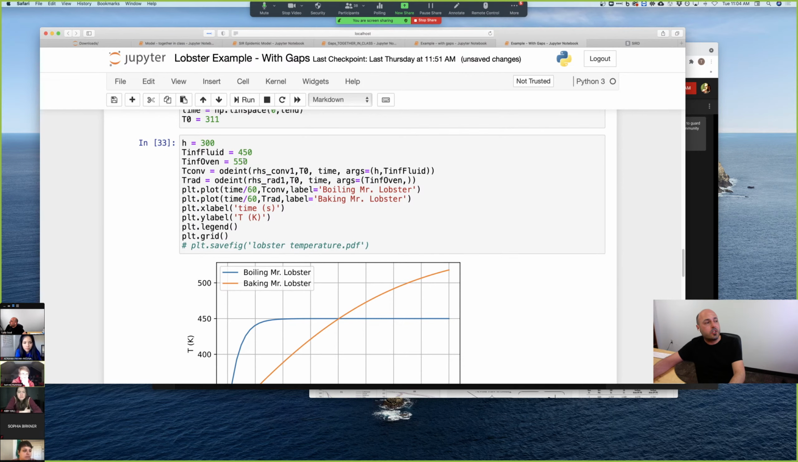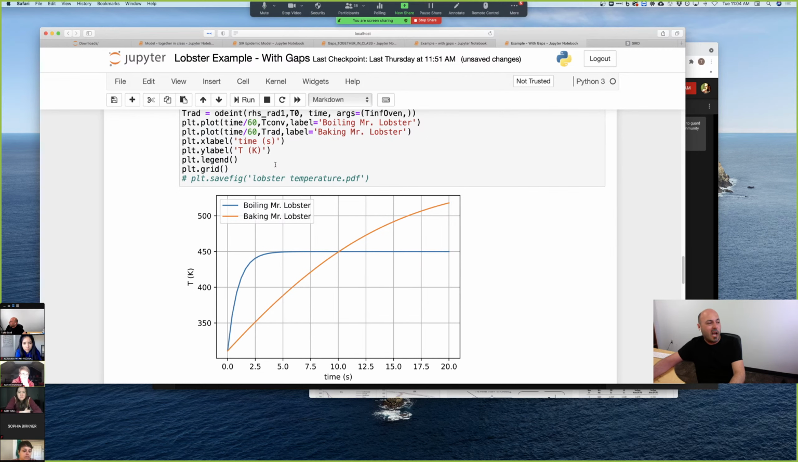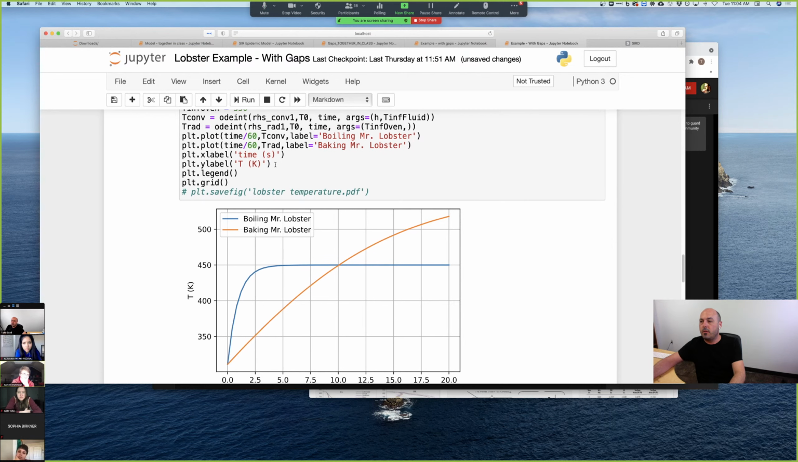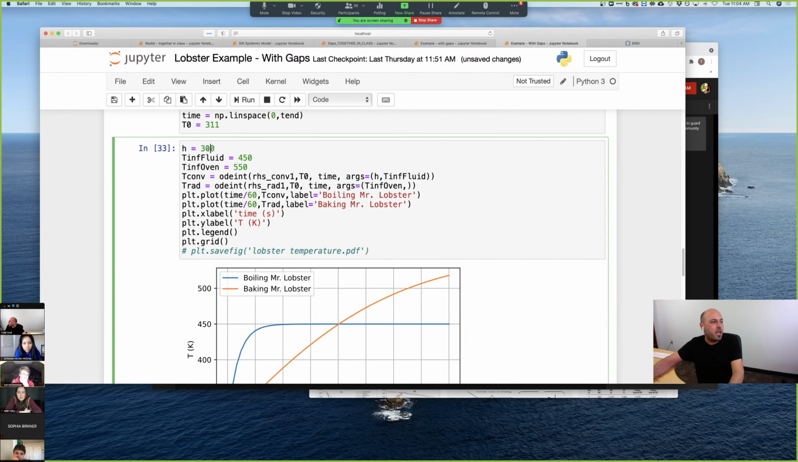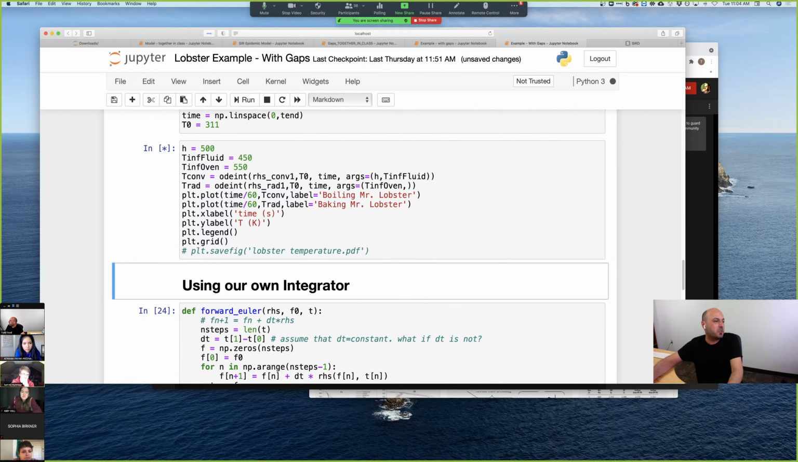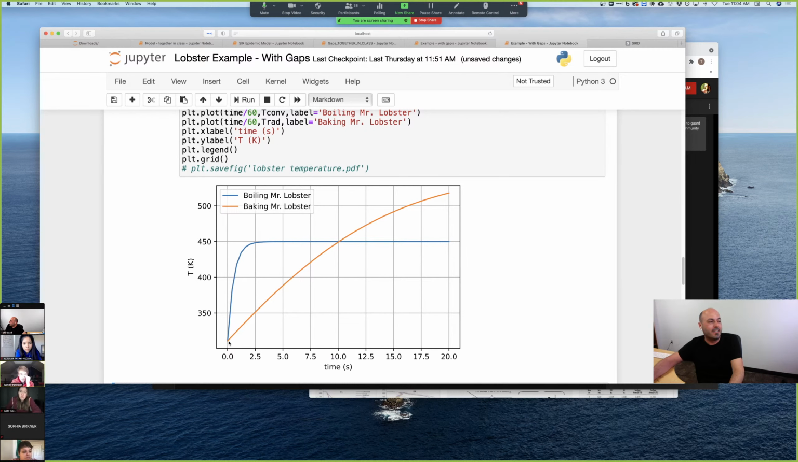Now you can reverse engineer this. You can say, I want to cook it in 1 minute. Then you would need maybe a fluid with a heat transfer coefficient of, I don't know, 500. If you do 500, then you cook the lobster in about 1 minute. You reach 300, 400 degrees in about 1 minute. Then you would say, to do this very quickly, we need to discover a cooking fluid that has this high heat transfer coefficient. All right? Okay.